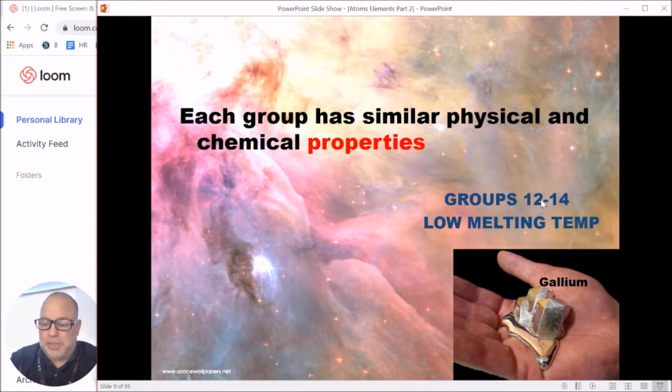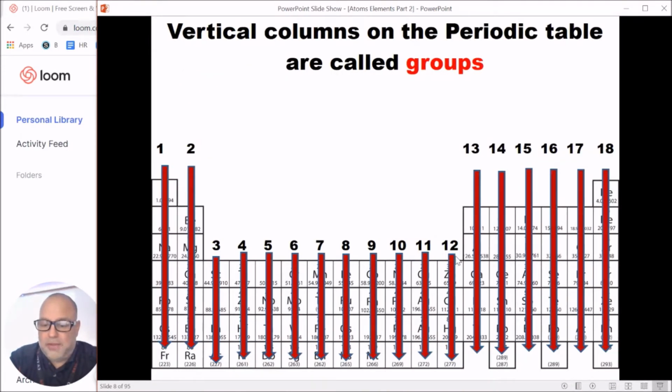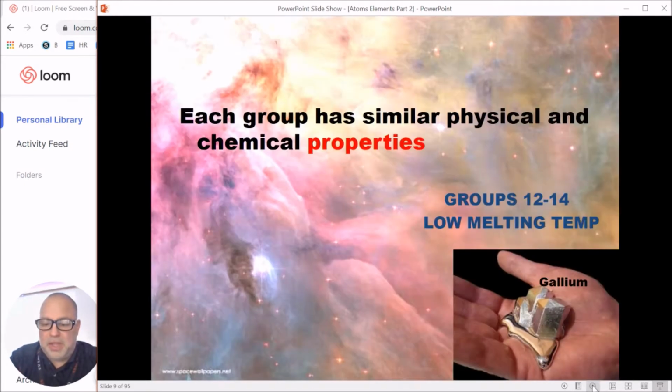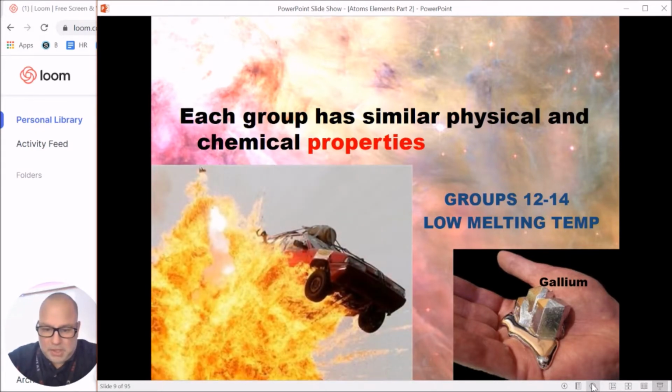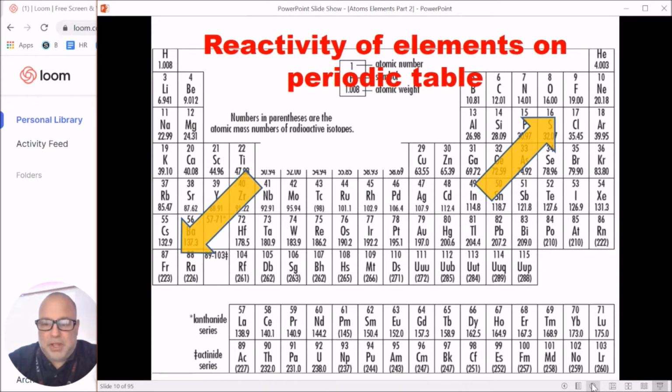So for example, groups 12 to 14 all have very low melting temperatures. If we go back, 12 to 14, these elements right in here are relatively easy to melt. That's kind of why they've all been placed together. So they all have similar properties to one another. In fact, the whole periodic table is very similar to this. Elements that are close together tend to be very similar to each other for the most part.